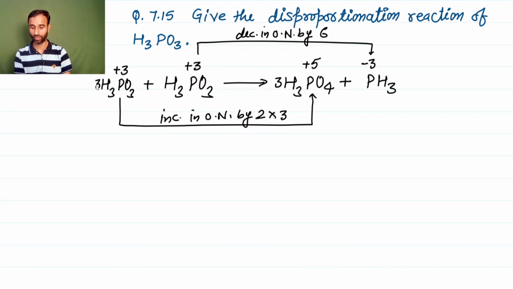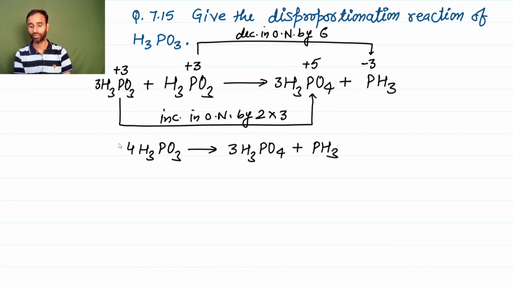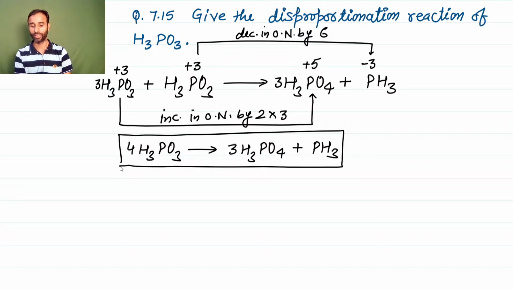Okay, it is visible. So it becomes 3 plus 1, that is 4 H3PO3 to give 3 H3PO4 along with 1 PH3. So this is the disproportionation reaction of H3PO3.